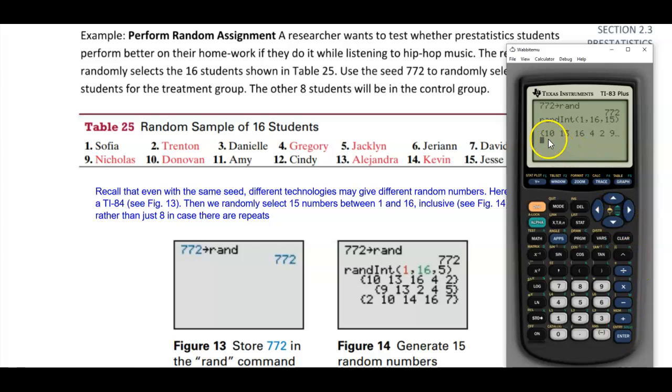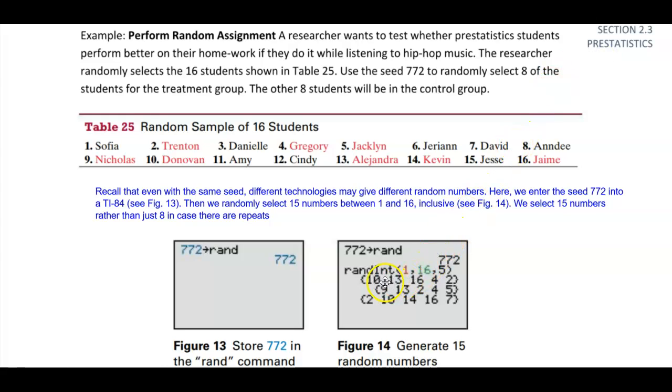Okay, so what we end up getting is 10, 13, 16, 4, 2, which you can see on the screen. And then we have 9. So you can see 9, 13, 2, 4, and 5. And then 2, 10, 14, 16, and 7.